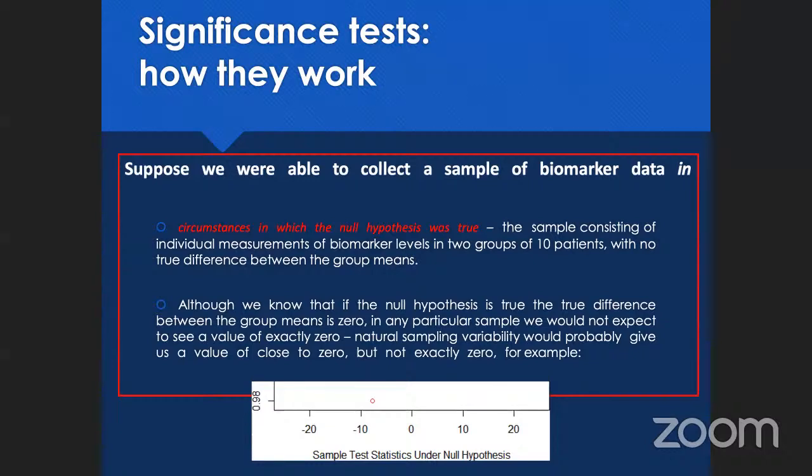Even though we know that if the null hypothesis is true, the difference between the group means is 0, in any particular sample we would not expect to see a value of exactly 0. Natural sampling variability would probably give us a value that is close to 0, but not exactly 0. For example, as in this picture, it is less than 0, at about minus 0.8.